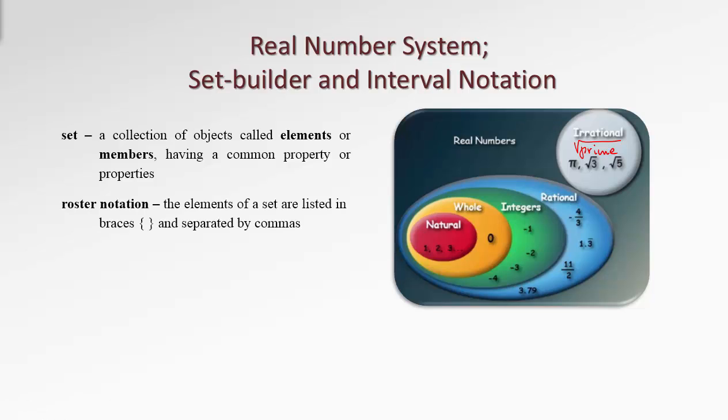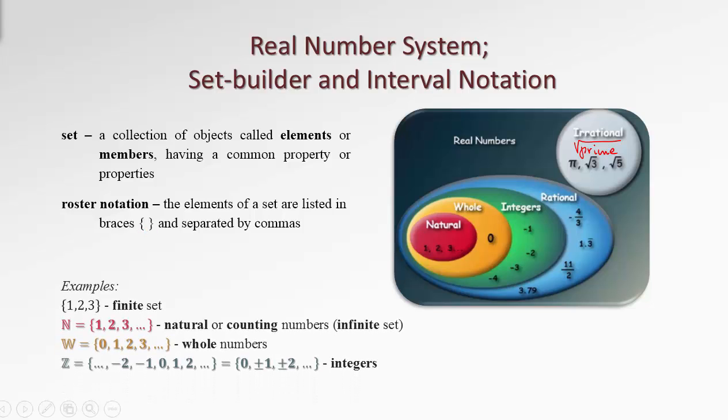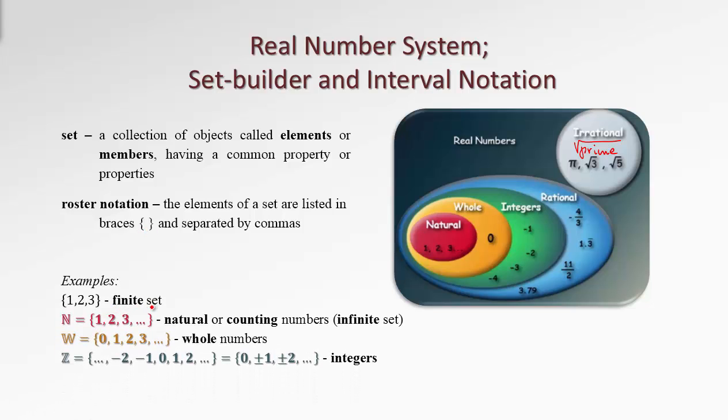A set can be represented by using roster notation or set-builder notation. Roster notation means that we are listing all the elements of the set within braces like this. Those elements will be separated by commas. However, we use roster notation only when we have a limited number of elements to list. For example, to represent a finite set, like this one, we list 3 elements of the set, 1, 2, and 3. So that's a set composed of 3 numbers.